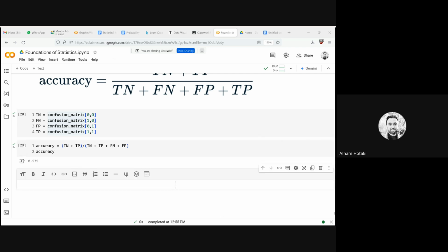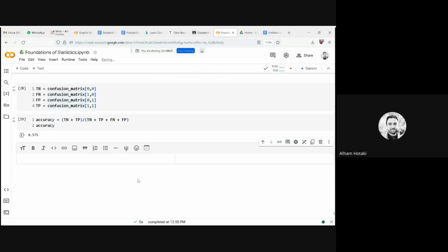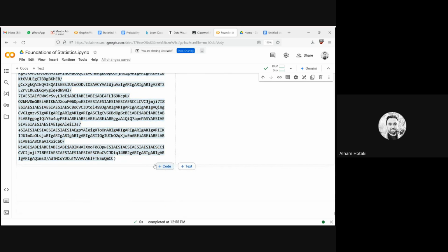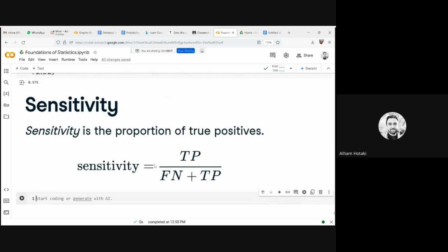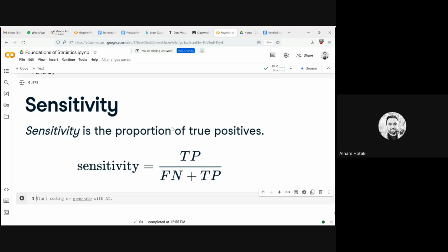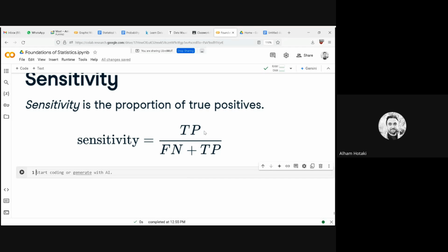Similarly, another function, which is another measure of model performance, is called sensitivity. Sensitivity is also one of the major things that you have to consider all the time for the models. And what is sensitivity? Sensitivity is the proportion of the true positives. So true positives are also very important.